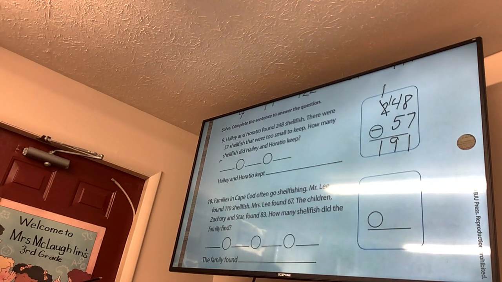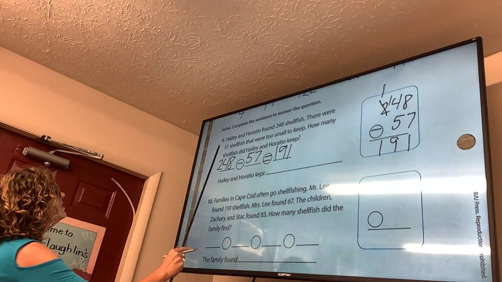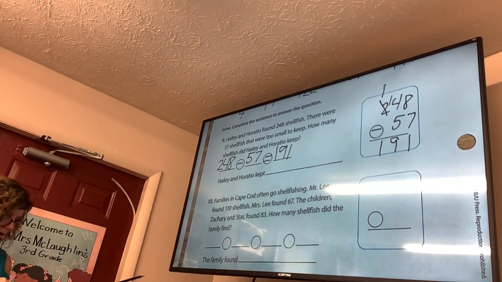So we write the big number first. 248 minus 57 equals 191. Looking at our question, it says how many shellfish? So Haley and Horatio kept 191 shellfish.